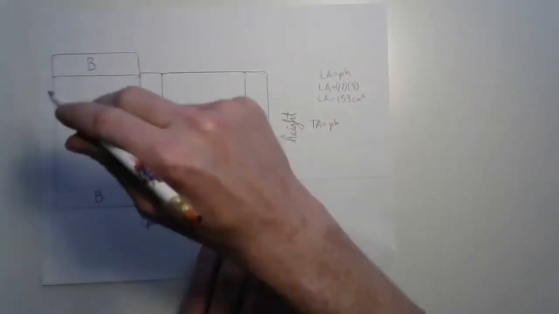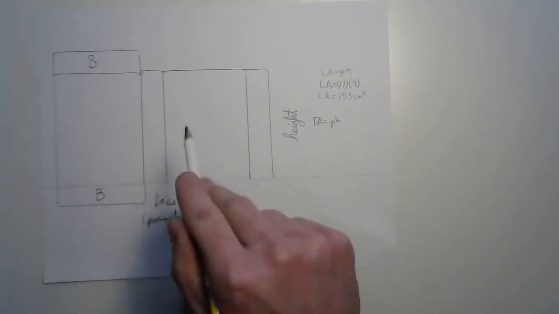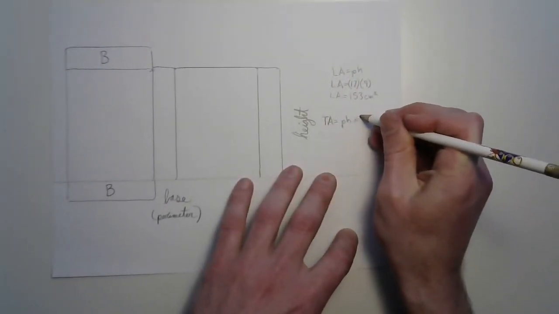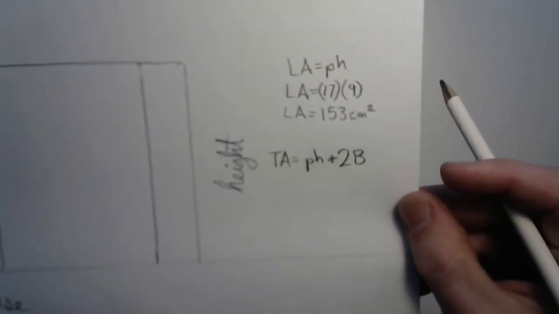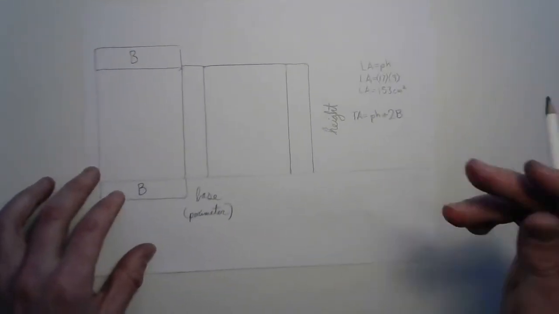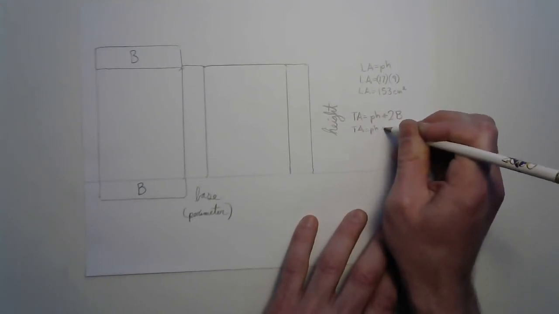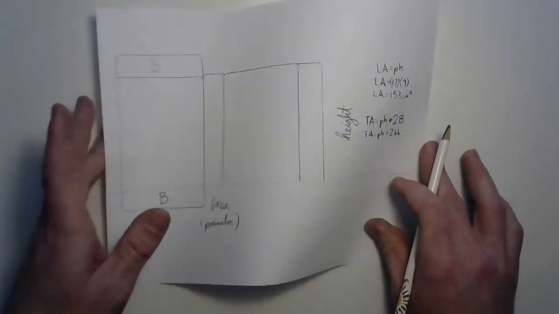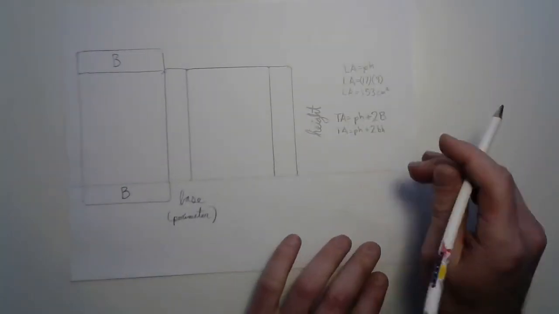But then we have these two bases. How do we work those into there? Do you think we could find the area of one and then just multiply it? Let's try perimeter times height plus two times the area of these bases. We can simplify this a little bit more to make it make even more sense. Perimeter times height plus two times base times height of those bases. What an extraordinary formula.